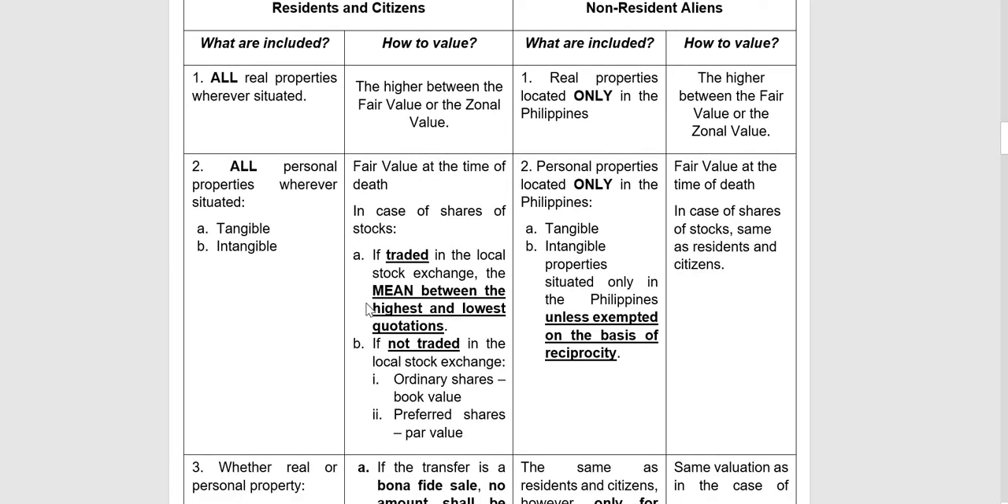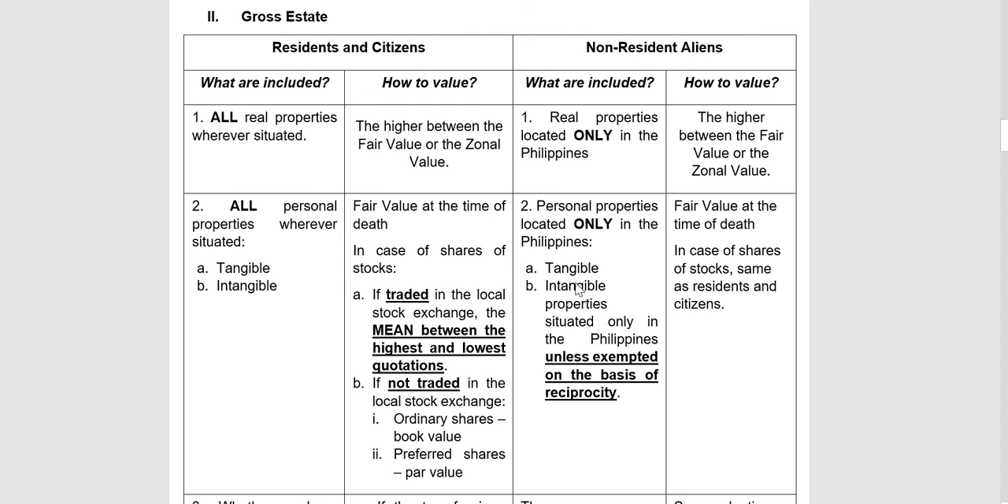However, in case of shares, pag shares of stock, if traded in a local stock exchange, that is the arithmetic mean between the highest and the lowest quotations. If not traded in the local stock exchange, then pag ordinary shares, book value, pag per share, par value. Okay? Pag NRA naman, basta tangible, same pa din, for as long as property located only in the Philippines. Pag tangible property, fair market value at the time of death.